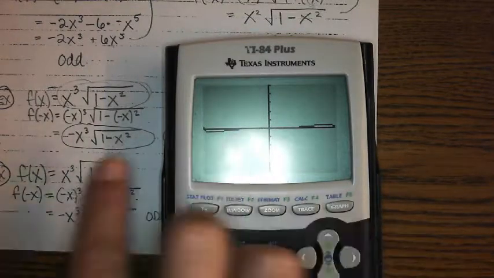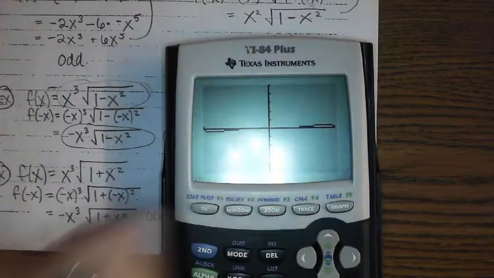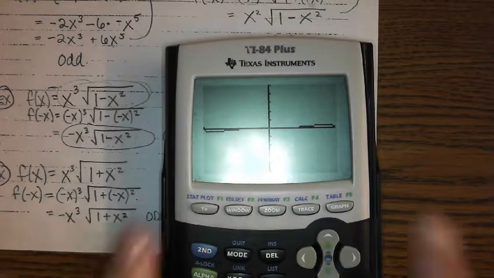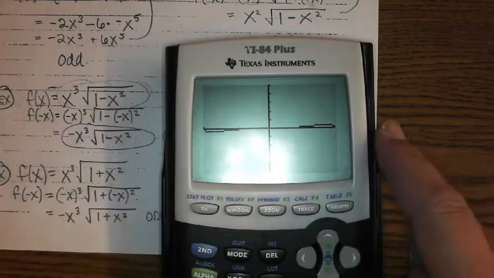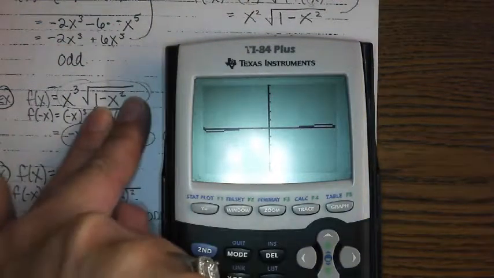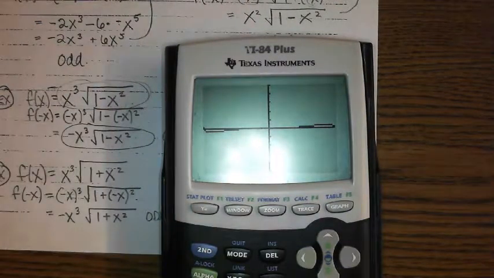You tell me, why is the domain only between -1 and 1? Numbers outside of that domain, like let's say a number 2, would cause what to happen? A negative under the radical. So anything greater than 1 or less than -1 is going to create a negative under the radical. So first of all, understanding the domain here.